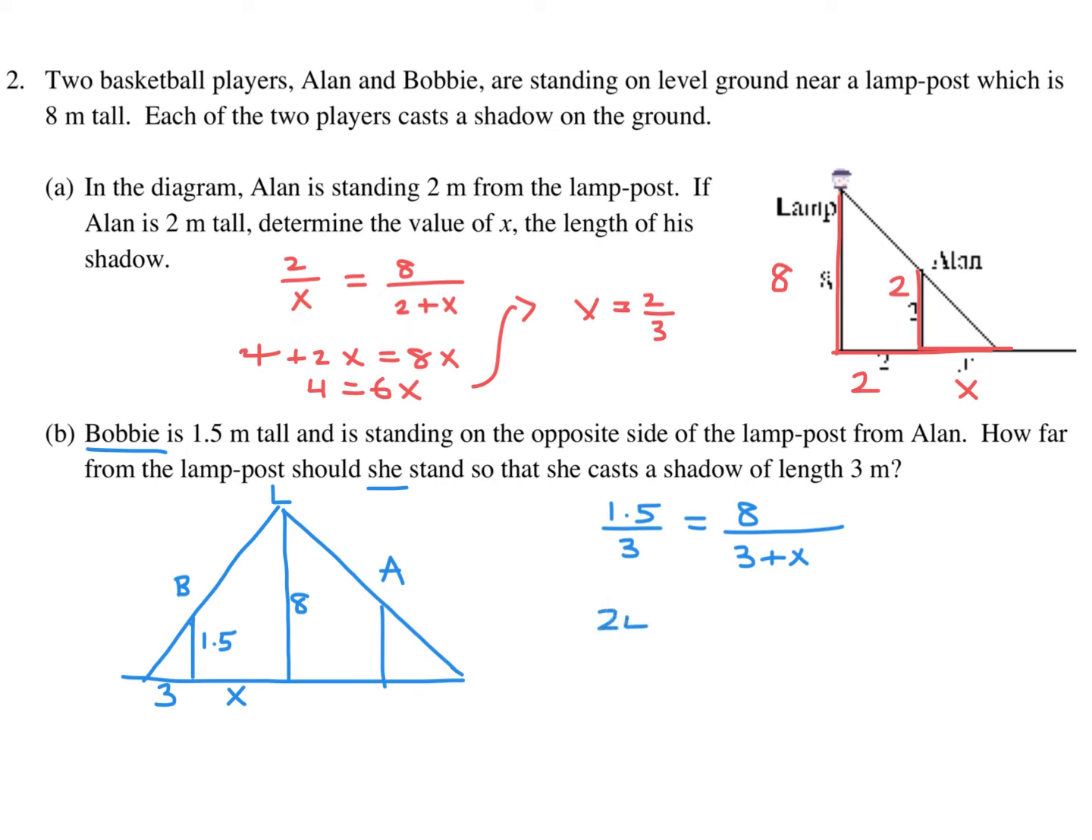Cross multiply and you get 24. And then you get 1.5 times this guy, which would be 4.5 plus 1.5x. And then therefore this would be 19.5 is equal to 1.5x. And therefore x is equal to 19.5 divided by 1.5, which is 13. And 13 is the answer.